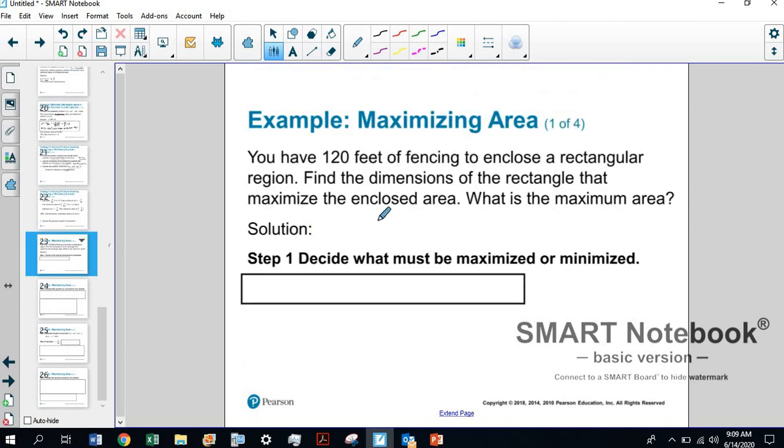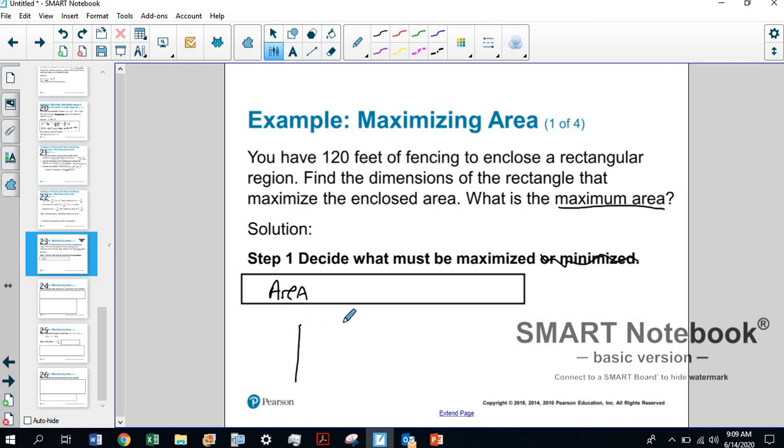You have 120 feet of fencing to enclose a rectangular region. Find the dimensions that maximize the enclosed area. What's the maximum area? So what are we finding? We're finding the max area. So we're not minimizing, right? We're maximizing area. How do you find area?